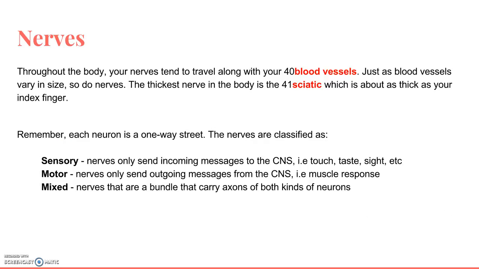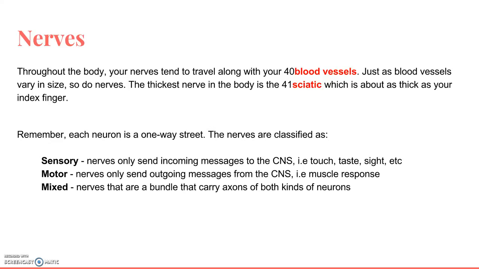Throughout the body, your nerves tend to travel along with your blood vessels. And just as blood vessels vary in size, like your arteries and capillaries and veins are all different sizes, so do nerves. The thickest nerve in your body is the sciatic nerve, which is about as thick as your index finger. That's pretty big. If you look down at your index finger and imagine there's a bundle of nervous cells that extend from your spine down the back of your buttock and leg, and it's as big around as your index finger. Remember, each neuron is just a one-way street.